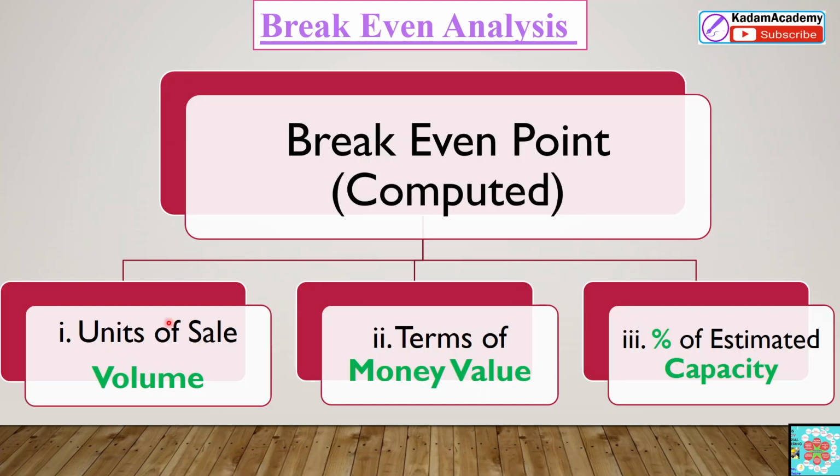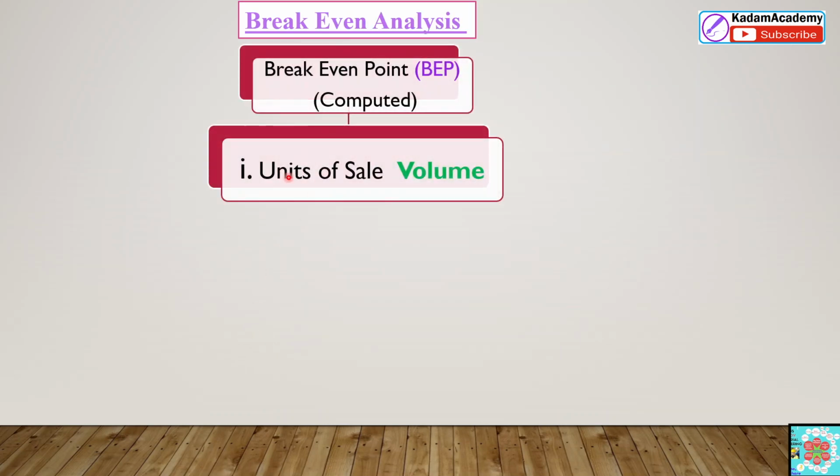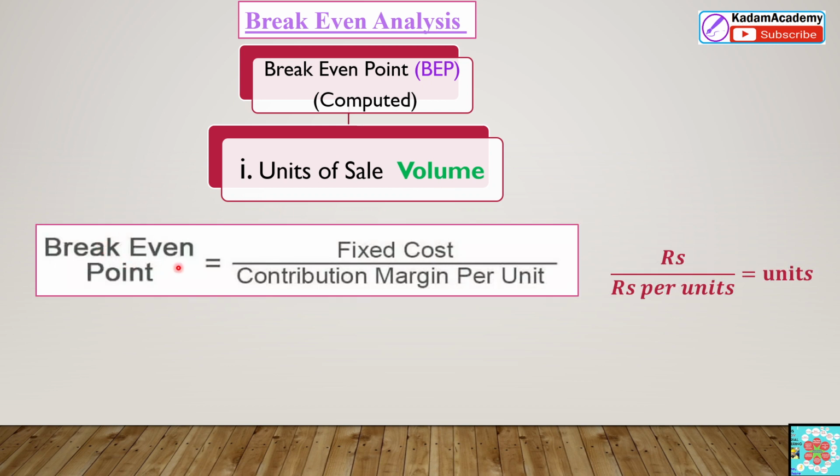There are 3 methods by which you can compute the break-even point. The first is the unit sale volume, calculating the BEP based on the number of units. The others are in terms of money value, or as a percentage of estimated capacity. Starting with the first, unit sale or volume of production or sale, how do we calculate this break-even point?